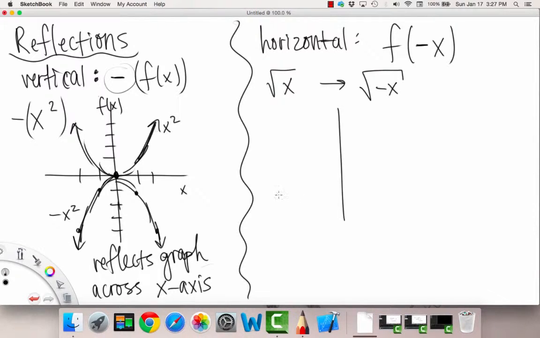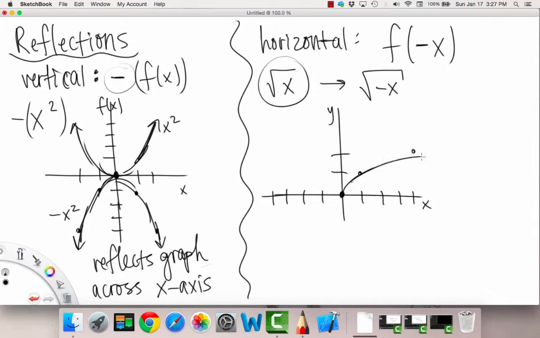So let's graph both of those. Originally we have the axes, y and x. Let me graph our original square root of x first. It's based at 0, 0, and then we go to 1, 1, and 4, 2. So it looks like a swish to the side. That's our original square root of x, the square root of positive x.